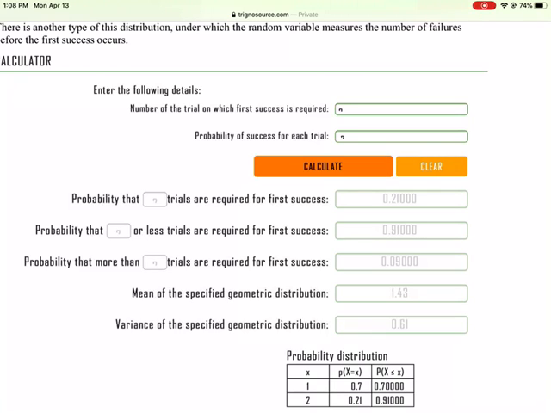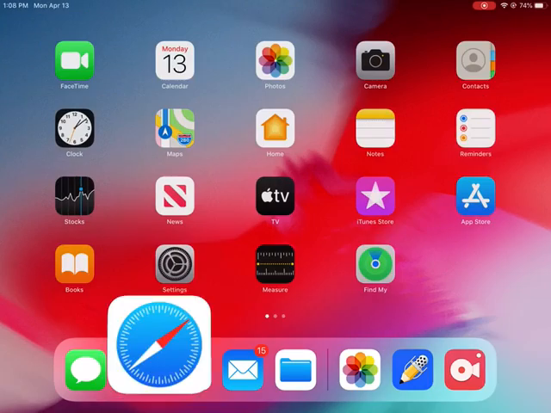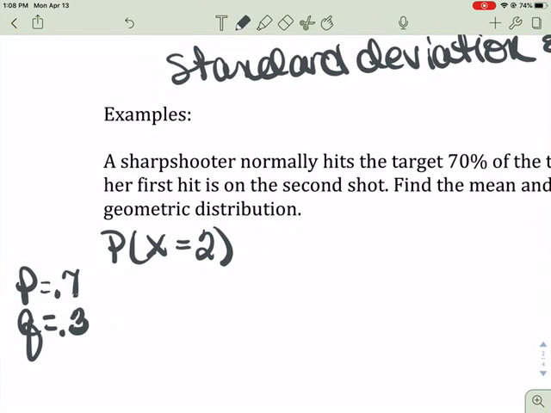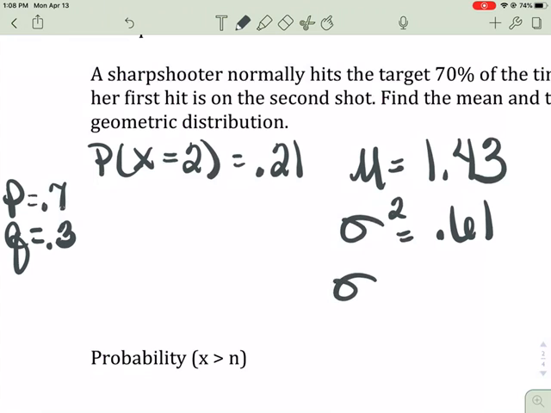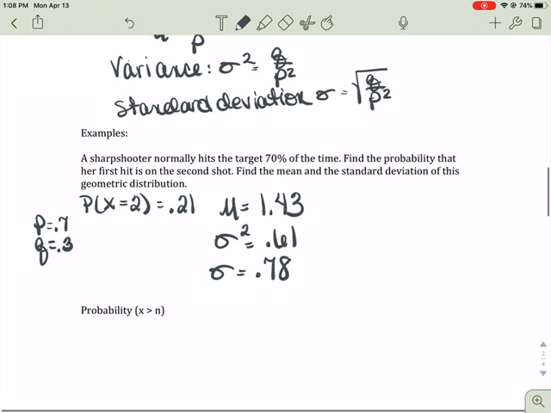All right, so my answer to the question is 0.21, but notice down here it says mean is 1.43 and variance, I'm just going to square root that to get to standard deviation. So our answer to this question is 0.21. Mu is 1.43. Variance is 0.61. So that means our standard deviation is the square root of that, so 0.78. All right, and again, you can use the formulas to help you get to where you need to go.